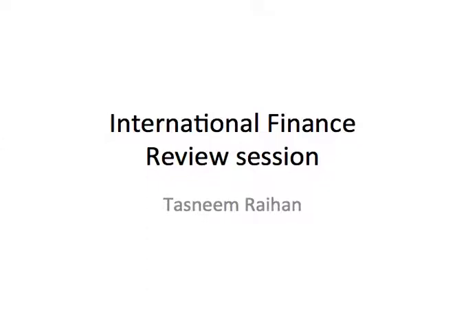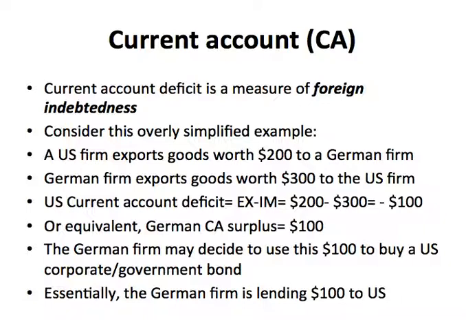The first topic that I want to go over is current account. A current account deficit is a measure of foreign indebtedness. We have talked about it in the class. We discussed why a current account deficit implies foreign indebtedness. We'll just go over that quickly one more time. Let's take a look at this overly simplified example here, where we have a US firm and a German firm.